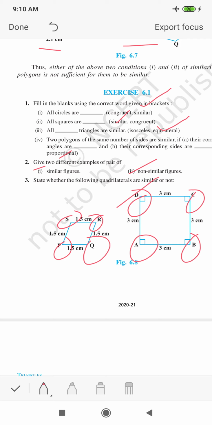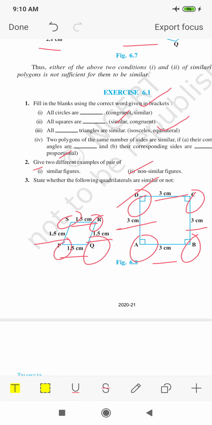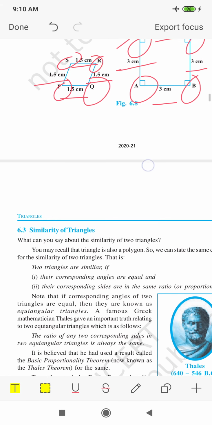Even though if you observe, their sides are in the same ratio. PQ is 1.5, and the other sides are also 1.5 and their counterparts double. Their sides are in the same ratio, and that ratio is 1:2, but their angles are not equal. Hence we can say that these two quadrilaterals are not similar.